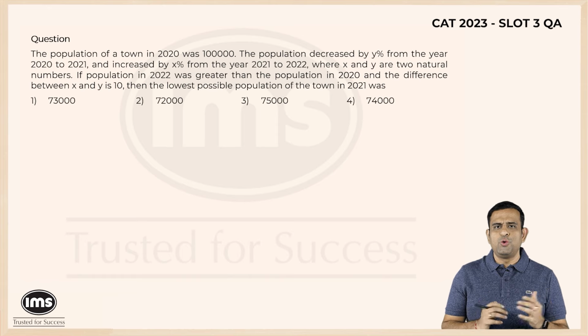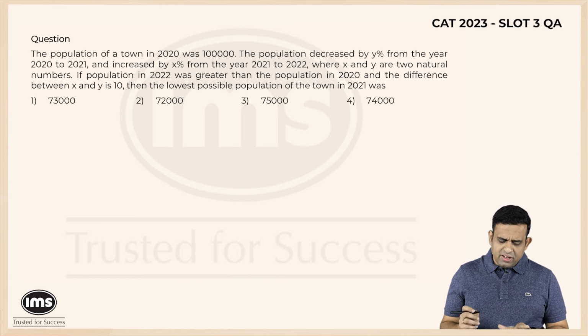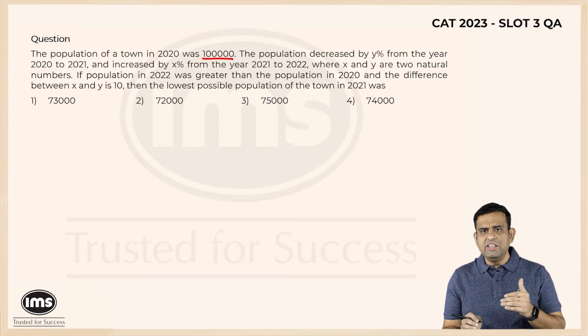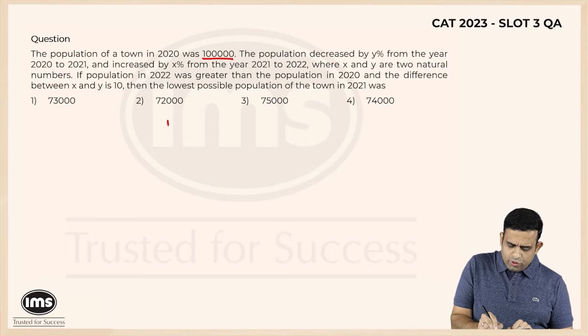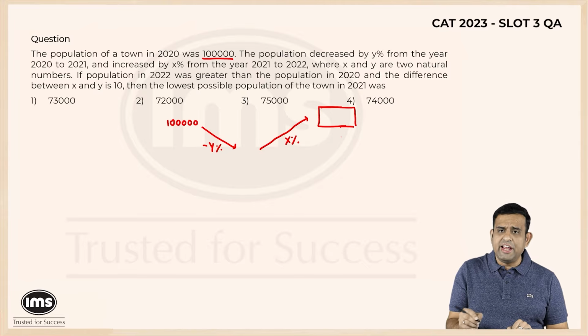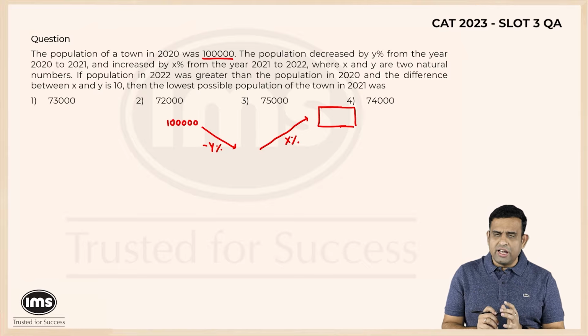But yes, if someone wants to know the proper way to solve this question, what we have is 1 lakh over here. Then from 1 lakh we are seeing a drop of y%, and then an increase of x%. And this increase is going to take the value to be more than 1 lakh. Now in this question, I can say it's a concept of offset.